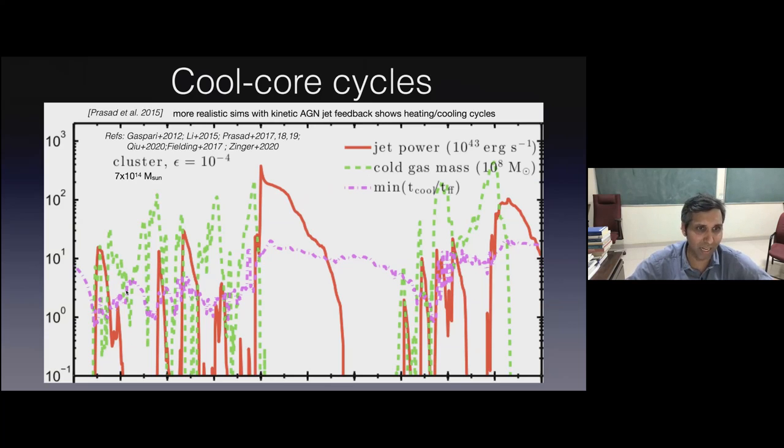This magenta curve is the ratio of cooling time to the free fall time measured in the hot phase. When this cooling time to free fall time ratio drops, you have a lot of cold gas formed that funnels cold gas to the AGN, and you have an increase in the jet power. So you have these episodes of cooling and heating. For example, here at this time, the cooling time to the free fall time is greater than 10, and you don't have any cold gas. So in more realistic systems, you expect cycles of cooling and heating.